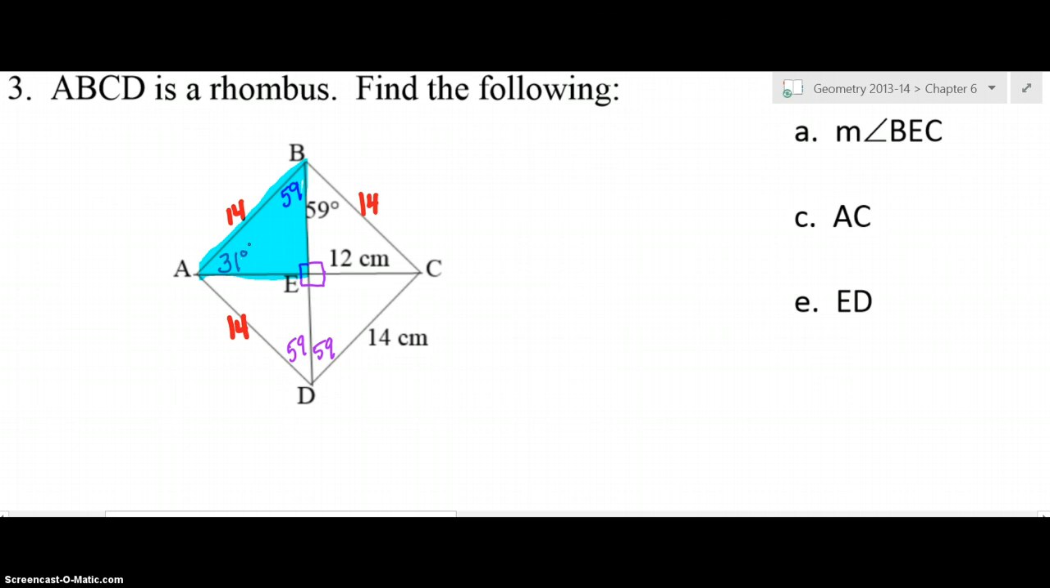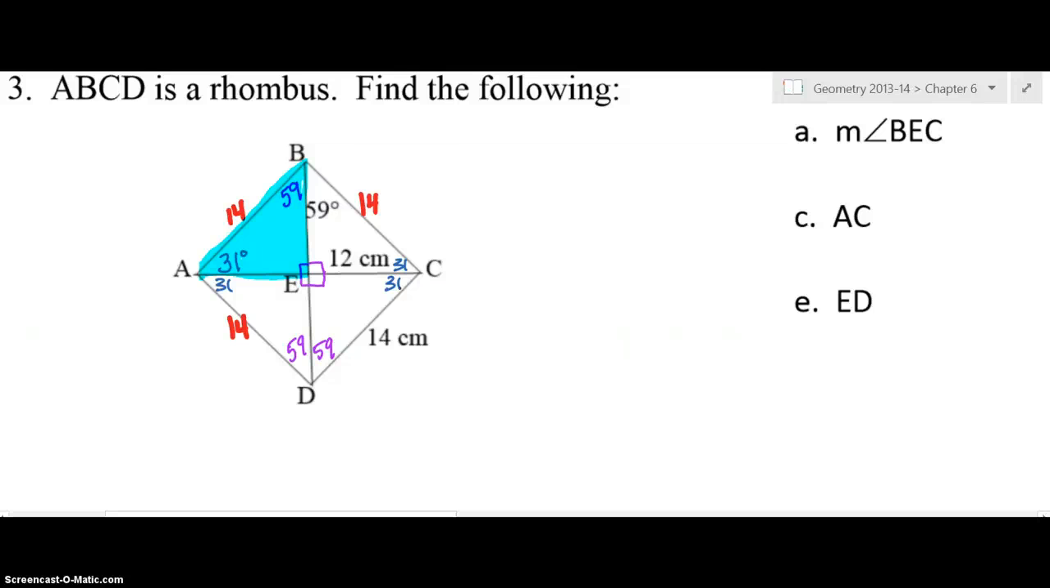31? Do you guys agree? 31 plus 59 should give you 90, plus 90 is 180. But once you find that, you know this is 31, 31, 31. So we have every angle measure in this picture. So if they ask us anything about angles, we've got that covered.